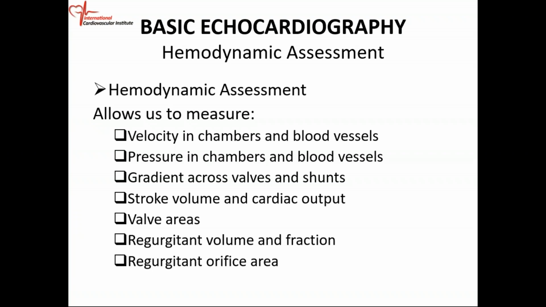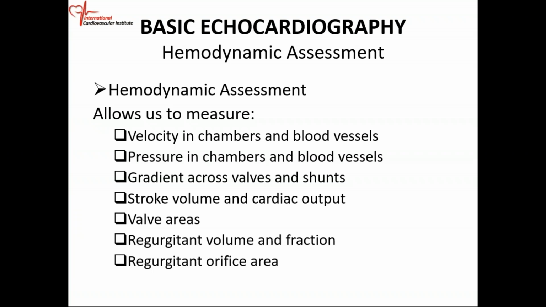For those of you who are familiar with tissue Doppler, tissue Doppler looks at the velocity of the tissue. That's how fast the tissue is moving, and we can do that either using the Doppler principle or speckle tracking echo. So we'll go over that, but we can use hemodynamics to measure velocity, pressures, and of course the gradient across valves or shunts. We can use it to calculate stroke volume and cardiac output.